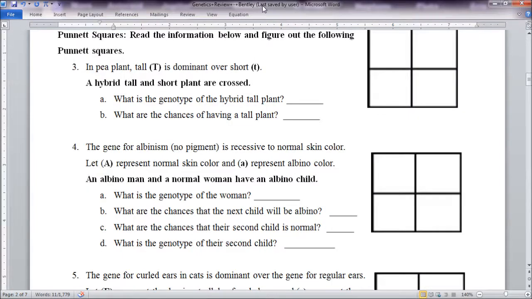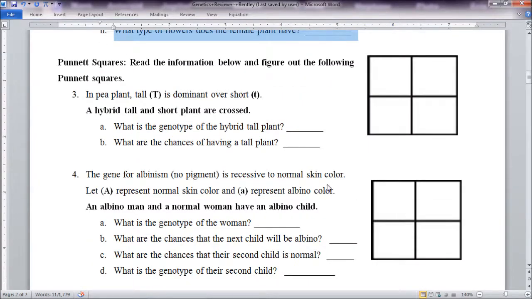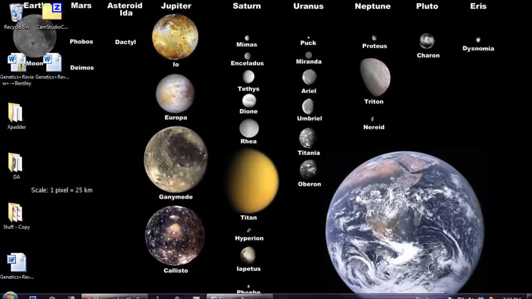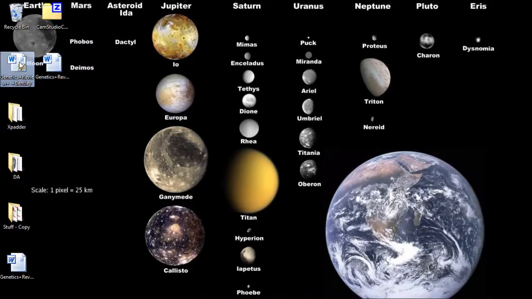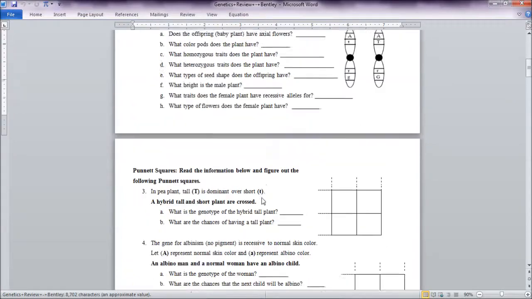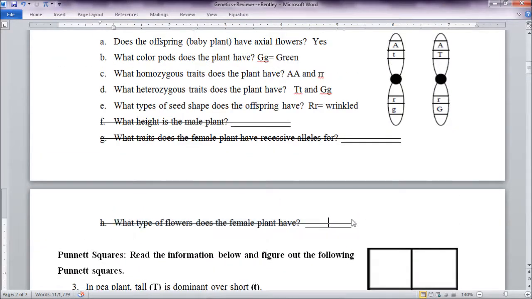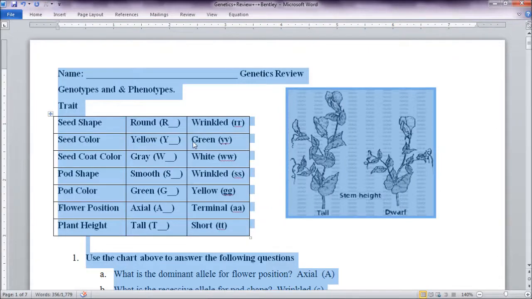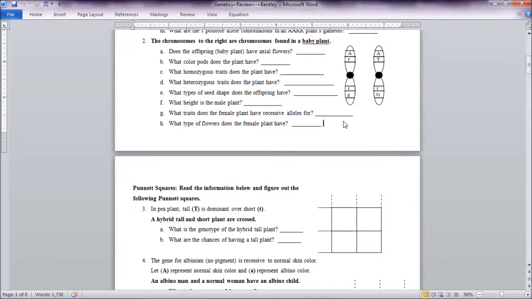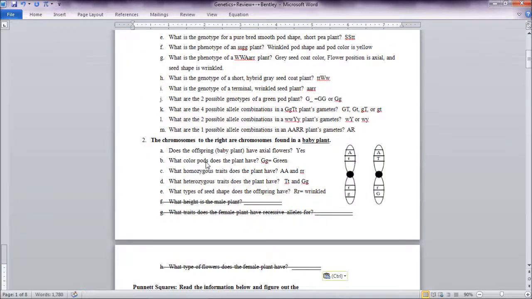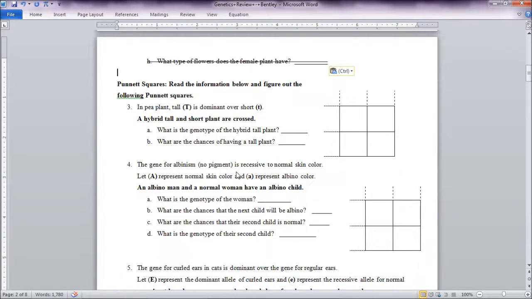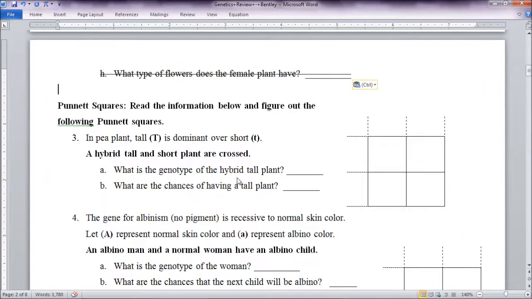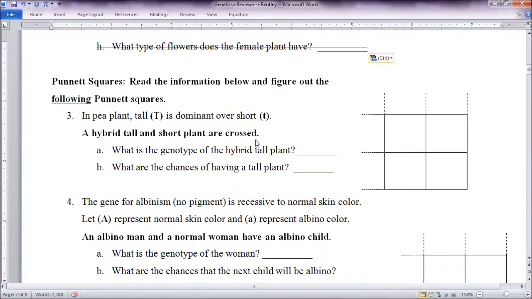Okay, so now we're at Punnett squares. Alright, and I'm going to have to pause this for a second. Looks like my file is not the right one, so I will be right back. So I'll try to edit out what of that I could.